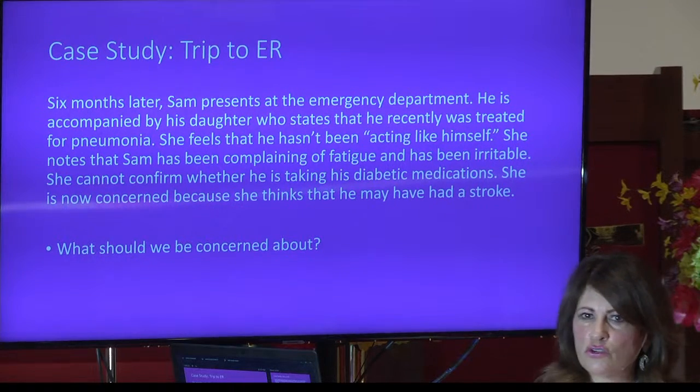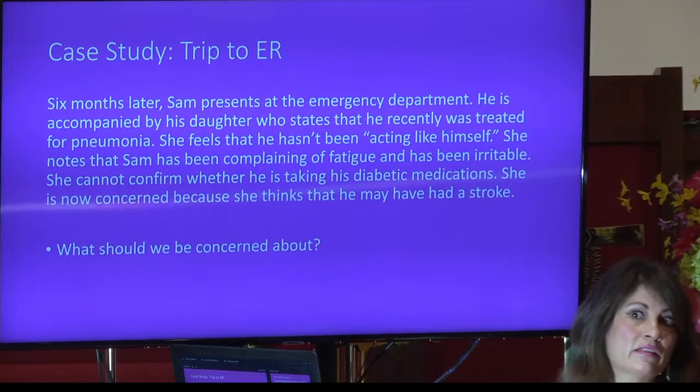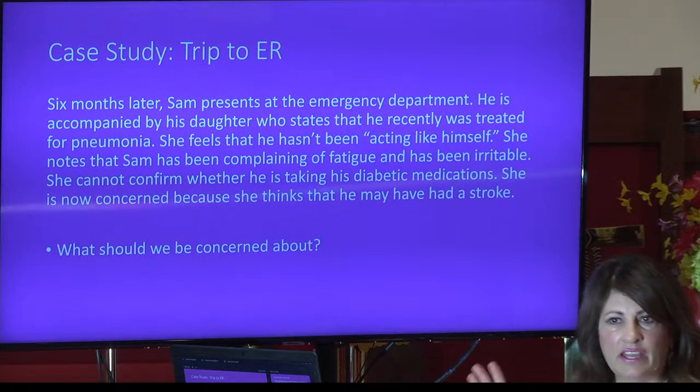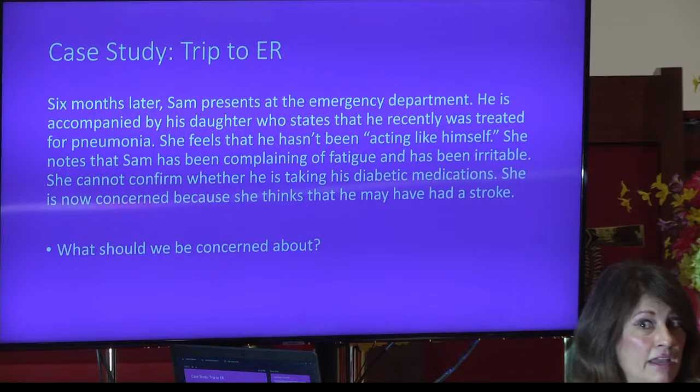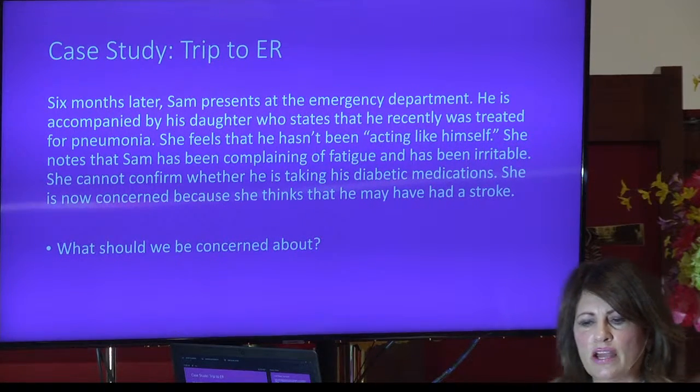type 2 diabetics, just because they're doing well, they're taking their meds. We think they are. We think everything's okay. Things can change. They might need a medication adjustment. Maybe they're not compliant. Who knows? Case study, trip to the ER.